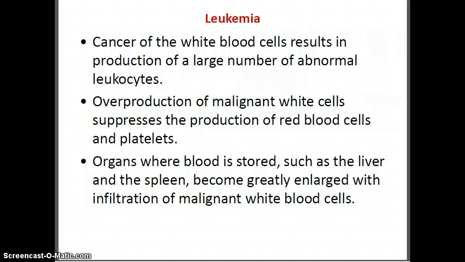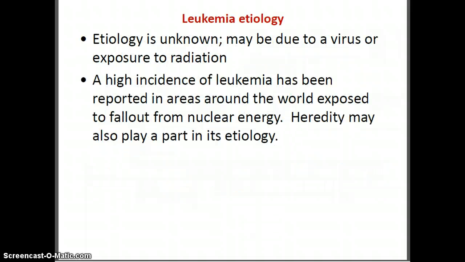Leukemia is a cancer of the white blood cells with an abnormally large number of abnormal leukocytes, which are white blood cells. And organs where blood is stored, such as the liver and spleen, become greatly enlarged because they're infiltrated with these large, malignant, highly, quickly reproducing white blood cells. The cause is unknown. Again, it could be radiation, it could be a virus. Nuclear energy. People who survived Hiroshima and Nagasaki have very high rates of leukemia.